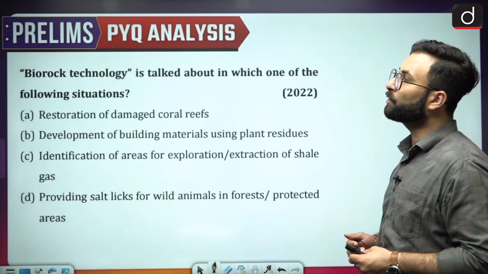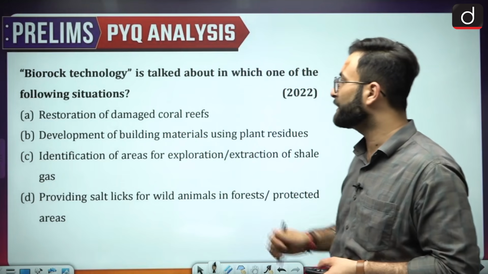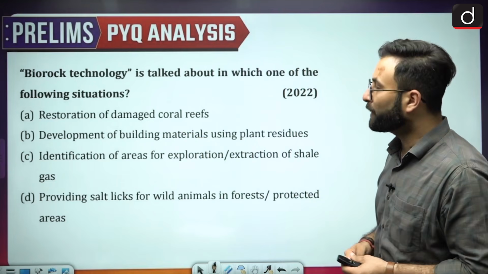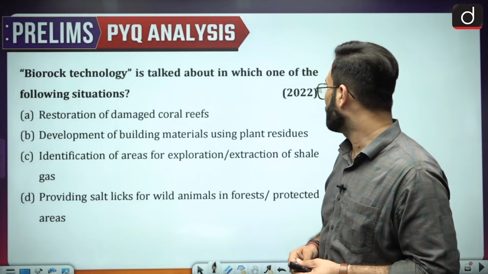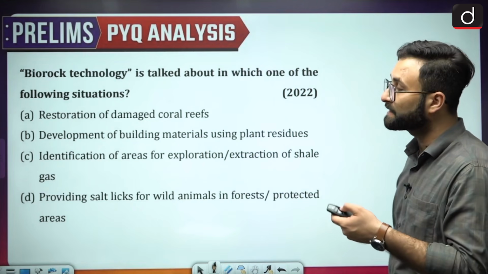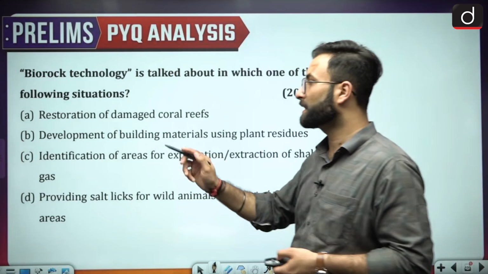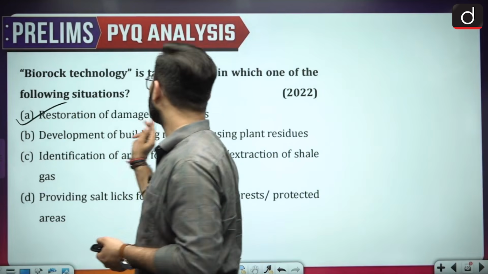Moving to the next one, bio-rock technology is talked about in which of the following situations: restoration of the damaged coral reefs, development of building materials using plant residue, identification of areas for the exploration and extraction of shale gas, providing salt licks for the wild animals in the forest and protected areas. Option A is the right answer, that is restoring the damaged coral reefs.